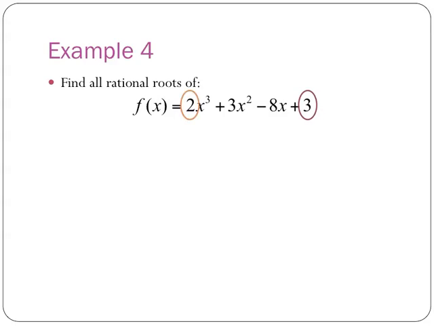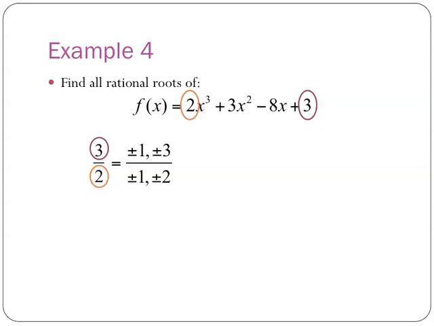So the constant term, I'm going to write in the numerator, and the leading coefficient, I'll write in the denominator. And I want to list out all the different possibilities of combinations that I can come up with that are factors of the numerator and factors of the denominator. So starting with the numerator, 3, what are all the different factors of 3? Well, 1 and 3, and also -1 and -3. So I'm going to write plus or minus 1 and plus or minus 3, and I'll do the same thing with the denominator. So for the denominator, plus or minus 1 and plus or minus 2 are all the factors of 2.